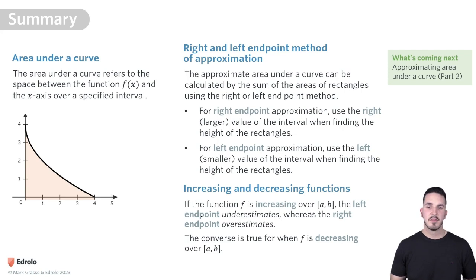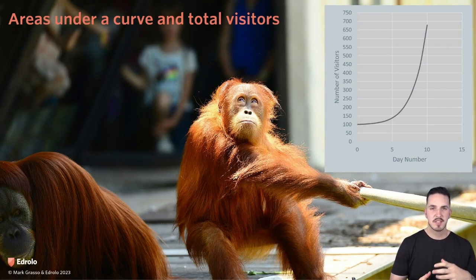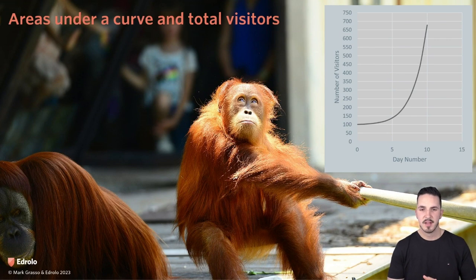So our next lesson will be looking at approximating the area under a curve, part 2. So again, we come back to this image of the orangutan and the data. So we've looked at the right endpoint and left endpoint. And now, if we were to use those approximations, in some cases, we would either underestimate the total number of visitors or overestimate the total number of visitors to their enclosure.